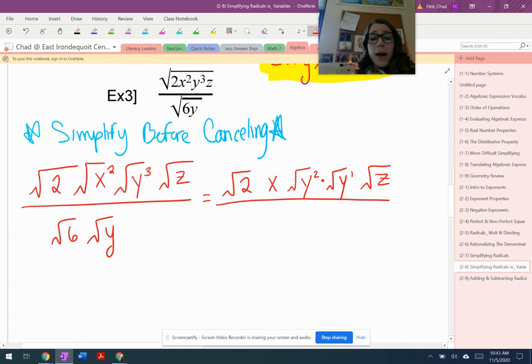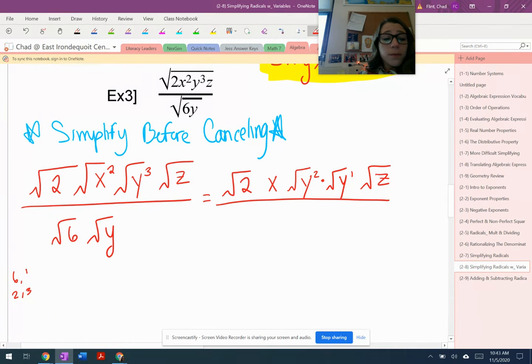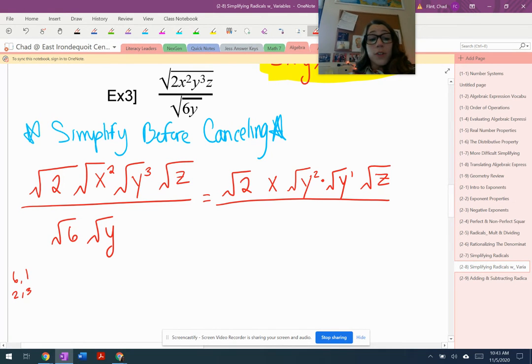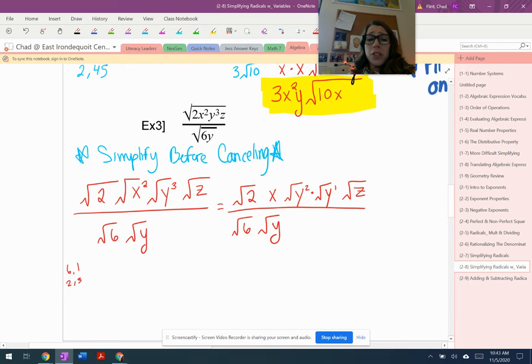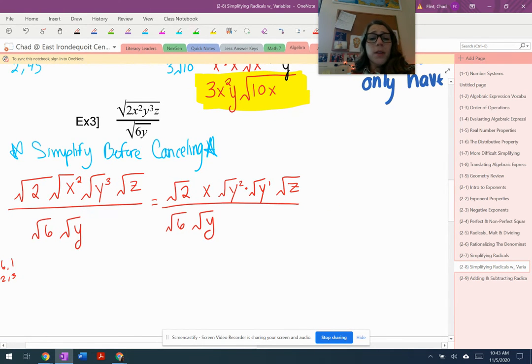And then let's look at the bottom. Square root of 6, my only factors of 6 are 6 and 1 and 2 and 3. Neither of those are perfect squares, so my square root of 6 can also just kind of chill. And then my square root of y, that can't be simplified either, so that's just staying as the square root of y. So really not much simplifying to do here.